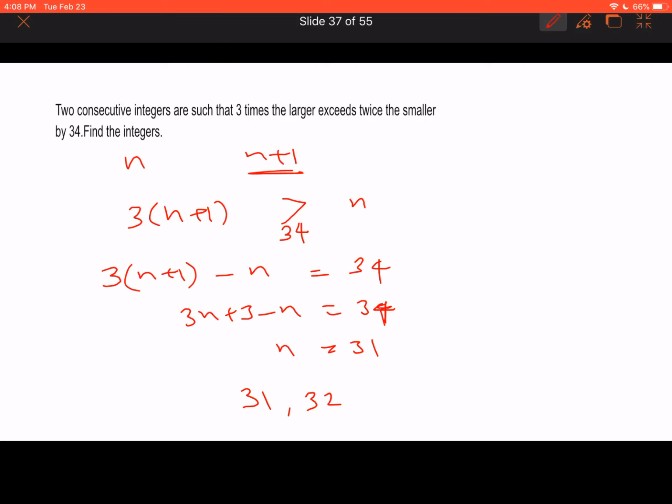Let us just check whether it is working or not. What they are asking is 3 times the larger number, which is 32, so 3 times it is 96. 2 times the smaller, that is 31 times 2, is equal to 62. So what is the difference? It is 34, right? So the answer is correct.